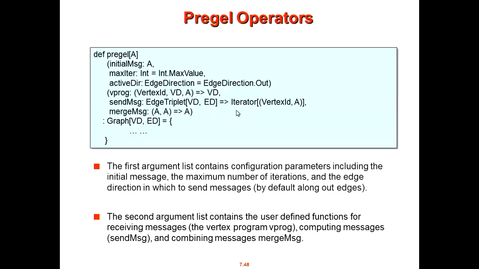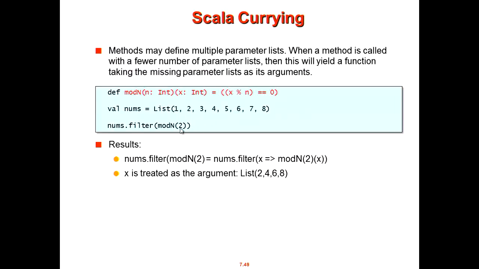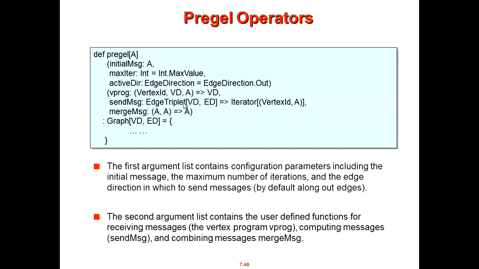Now let's go back here. We have two lists of parameters, which means you can just provide this parameter when you call this Pregel operator. But where to find these definitions? They are treated as parameters, right? Just like here, they're treated as parameters.